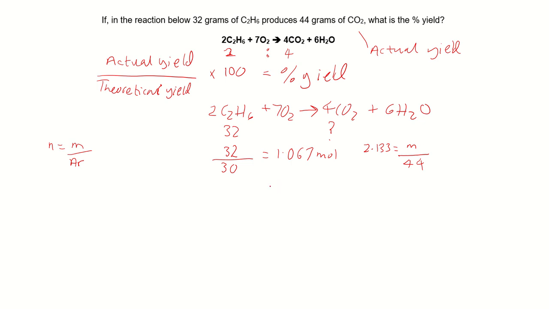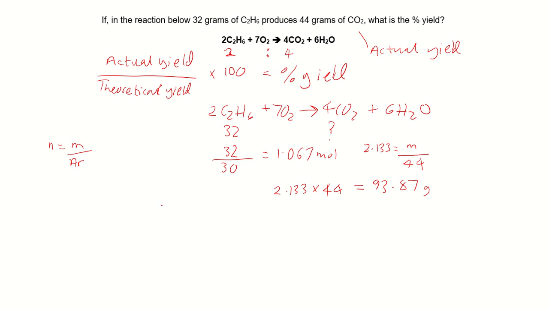So how do we get the mass? We do 2.133 moles of carbon dioxide, by the way, multiplied by 44, and this would equal 93.87 grams. Okay, now we've got the theoretical yield. So we had the actual, we've got the theoretical. Now let's put them together.